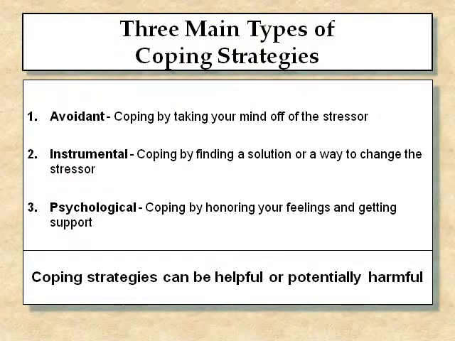So let's go on to some coping strategies. Let's take a look at what we do with all of this stress. So there's three types of coping strategies, three big categories. One is avoidance, something that takes your mind off of it. One is instrumental, dealing with stress in a way that may do something about it, change something. And one is psychological, getting in touch with feelings about it, seeking support, something that will help you feel better.